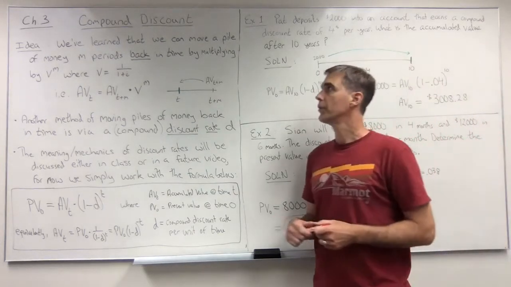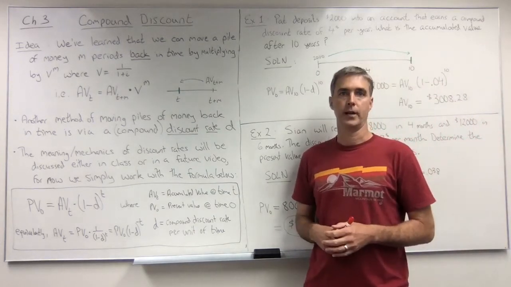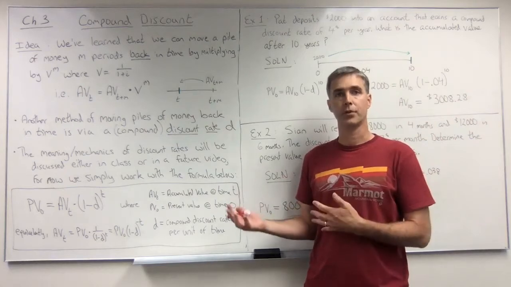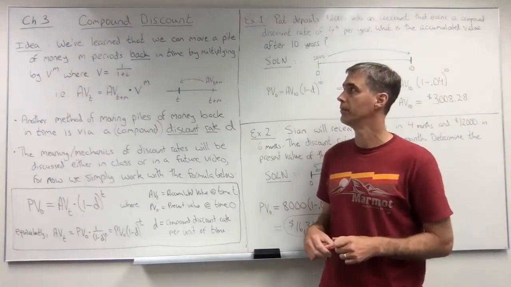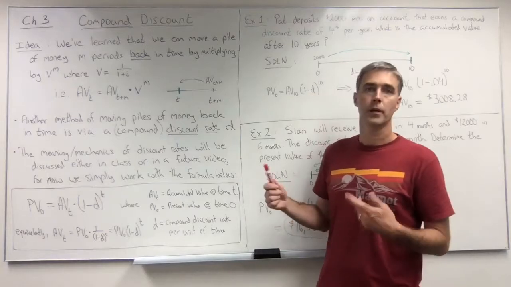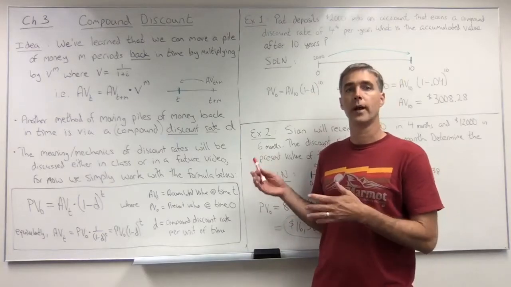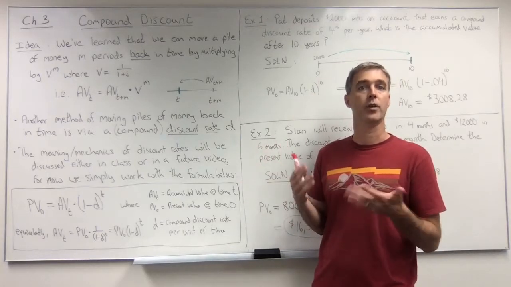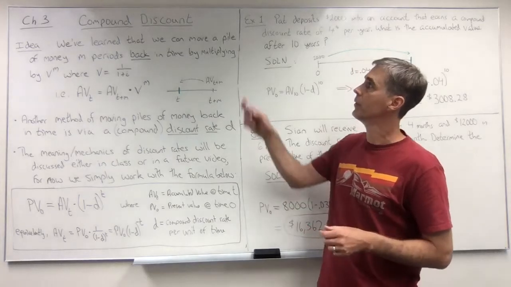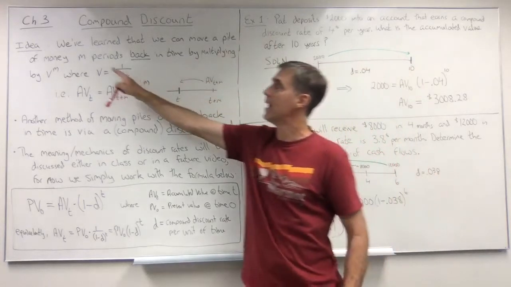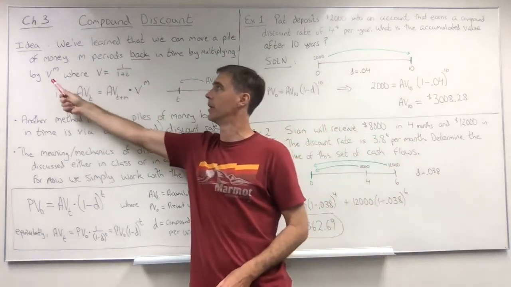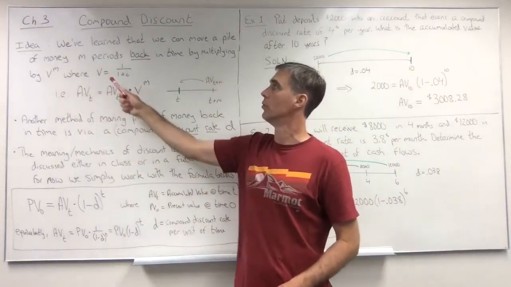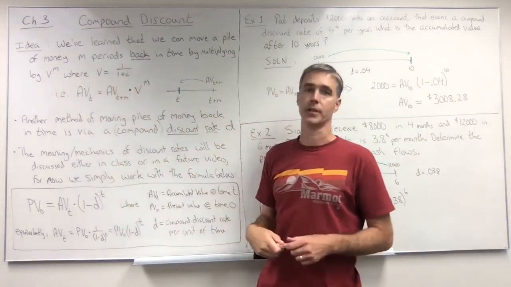All right, so we're going to learn about an idea called compound discount. We've seen discount in the simple setting in chapter 2, and now we can do it in the compound setting in chapter 3. If you recall, we've already learned how to move money back in time with compound interest. We can move a pile of money m periods back in time by multiplying that pile of money by v to the m, where v is equal to 1 over 1 plus i.